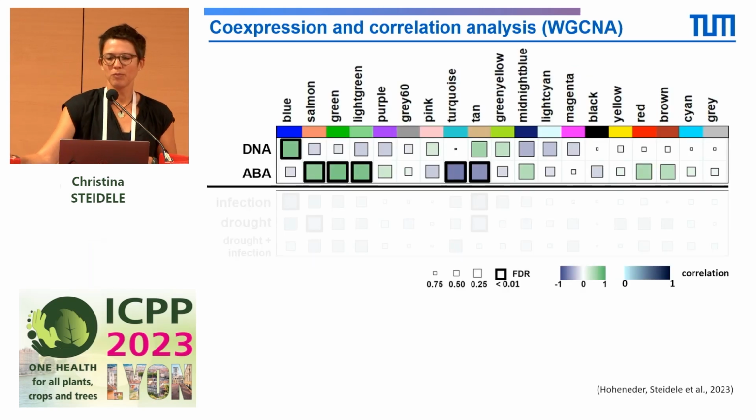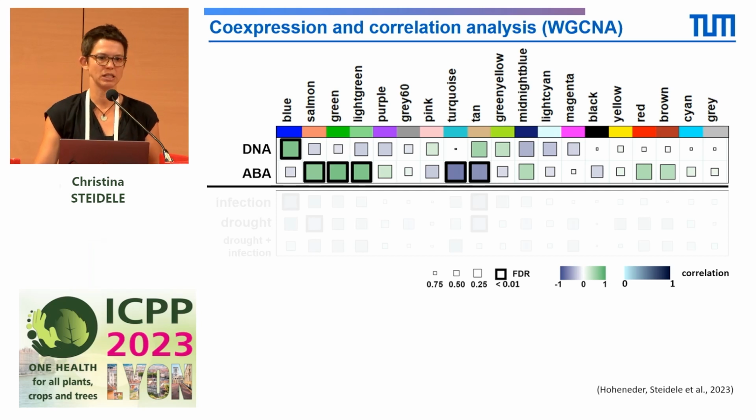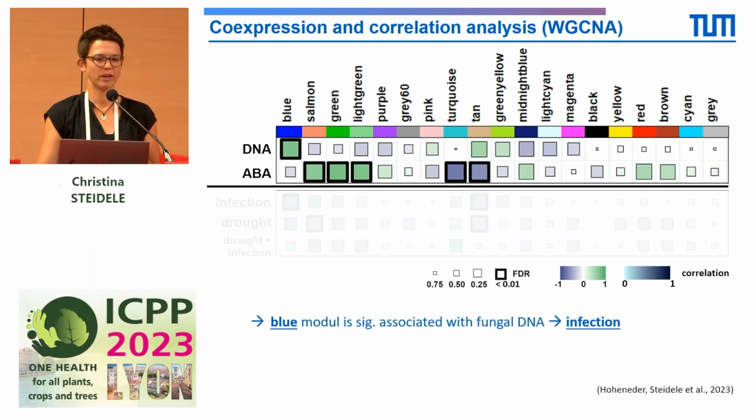When we have done this analysis, we get 18 different modules. I'm also showing you here now 2 examples, the fungal DNA amount and abscisic acid content. In the case of fungal DNA, we have only one single module, called the blue module, that is highly significantly correlated with the amount of fungal DNA. And this suggests that the genes that are expressed in this module are related to the infection.